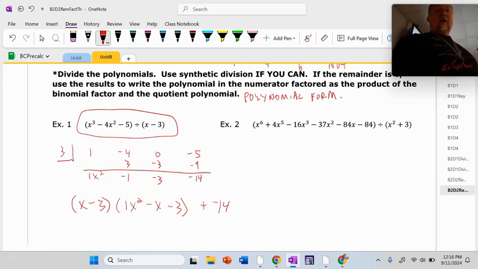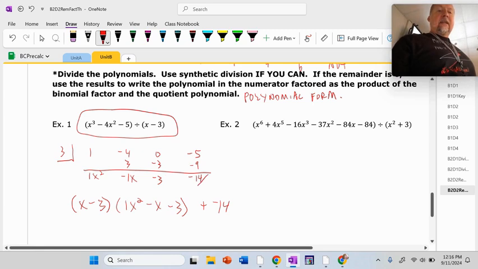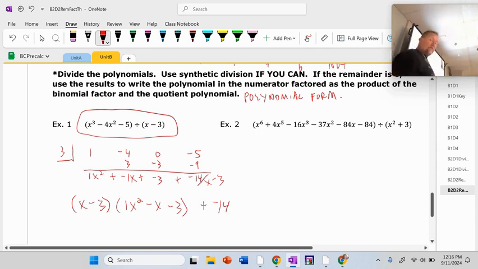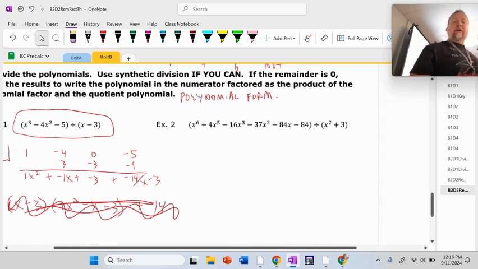All right. Really, what I like is 1x squared, x, constant, and then -14 over x minus 3. When you write it like that, it is the best format when the remainder is not 0. So just forget about this. I don't get that. Who cares? All right. Just move on.